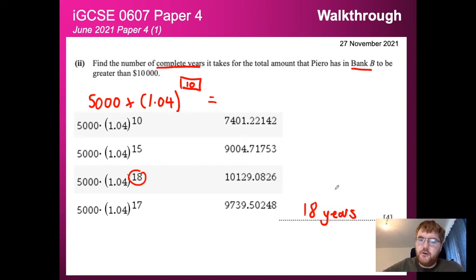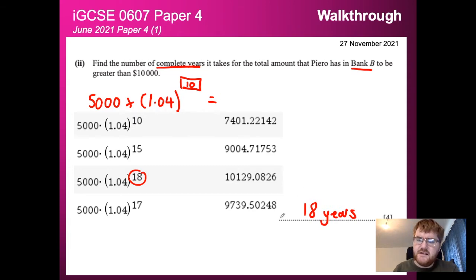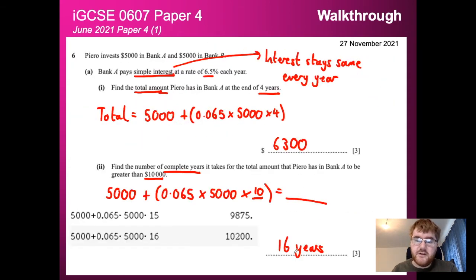And part C, by sketching suitable graphs, find the number of complete years it will take for the total amount that Piero has in bank B to be greater than the total amount in bank A. So notice, in this answer here, it took 18 years to get to 10,000, whereas in the previous question here, it took only 16 years to get to 10,000. We need to model this approach.